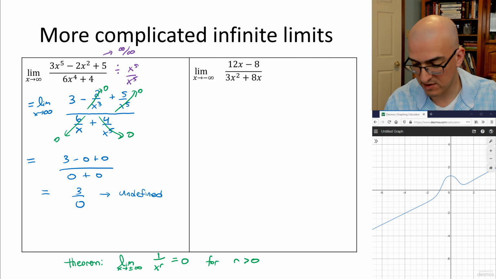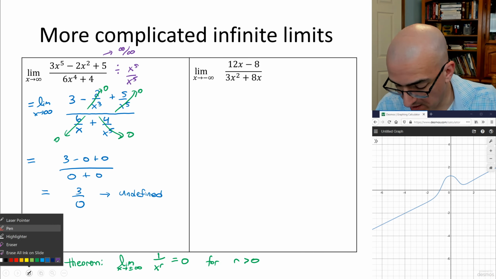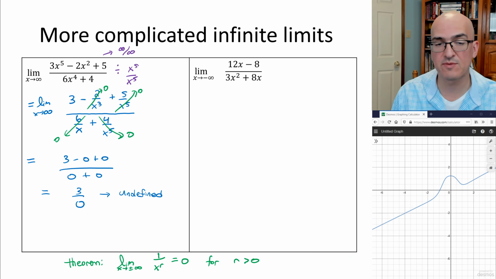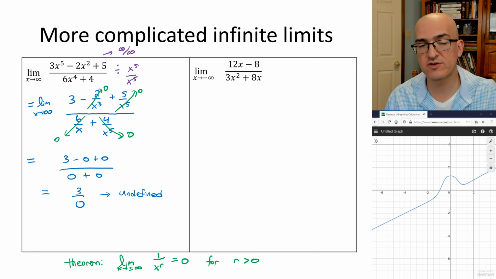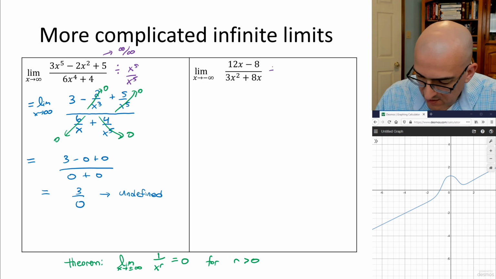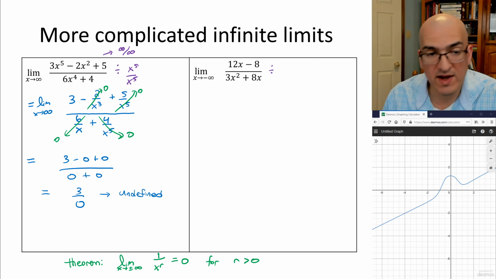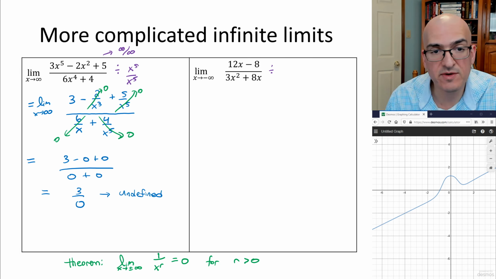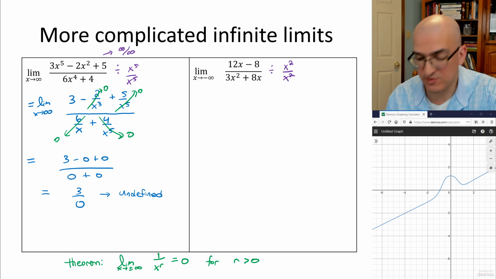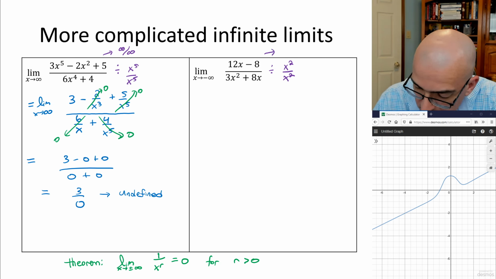Okay, next example. Notice in all of these, I'm not making any distinction between plus infinity and minus infinity. I'm treating them the same way. And it really only matters if you have roots, if you have radicals. Anyway, so what's the highest power of x that appears here? The highest power that appears here is x to the power of 2. So I'm going to divide everything on top by x squared, and I'm going to divide everything on the bottom by x squared. Also, it's worth noting this is an infinity over infinity situation.